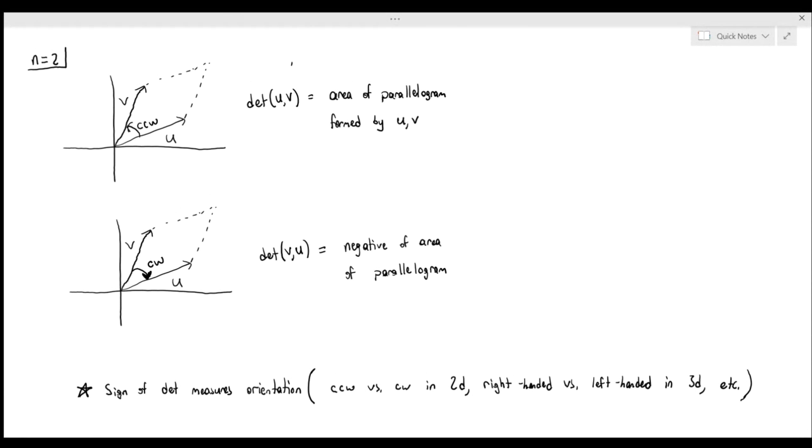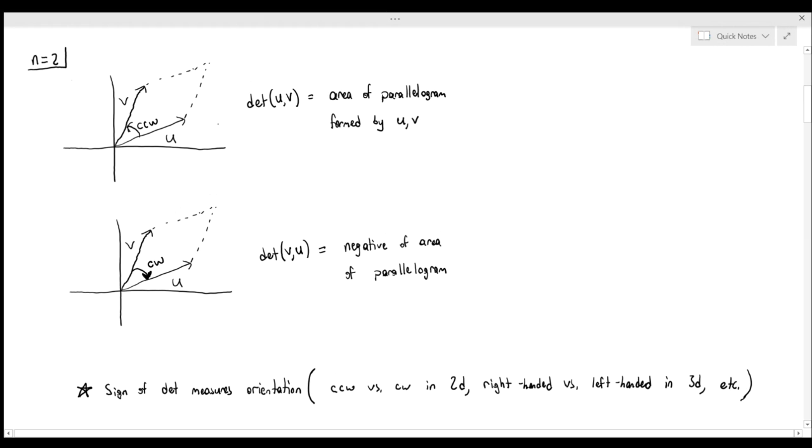Here I've drawn some pictures to help us better understand determinants. Here I'm working in R2. I've drawn two vectors u and v, and then here I've drawn the parallelogram formed by the two of them. So in this picture, the determinant of u and v will give us the area of the parallelogram that they form. Area is like the two-dimensional volume, and a two-dimensional parallelepiped would just be a parallelogram.